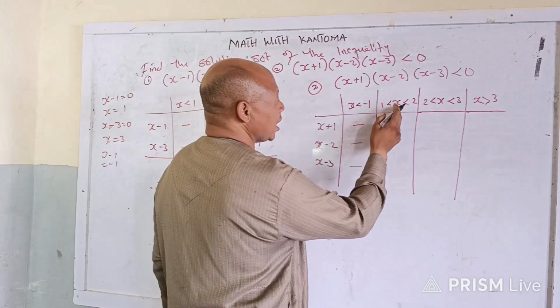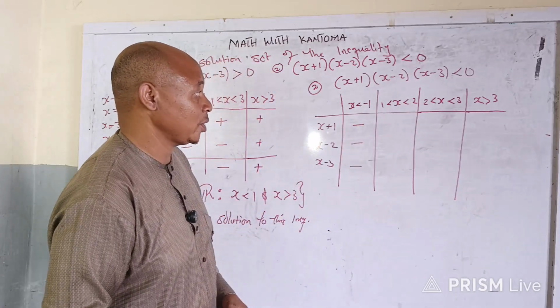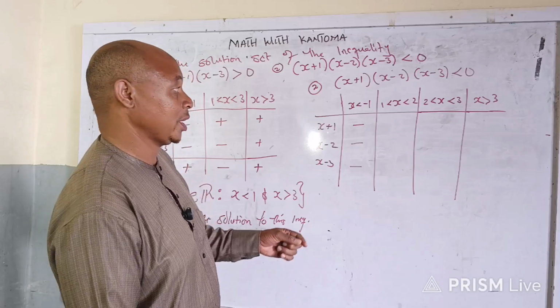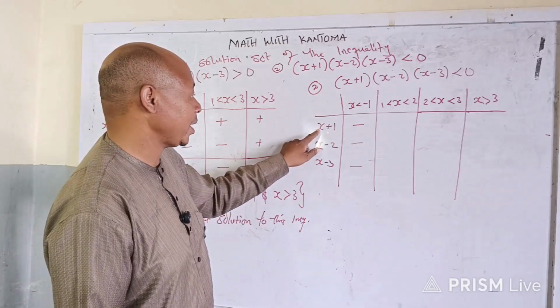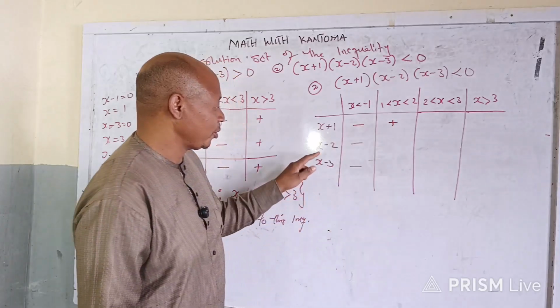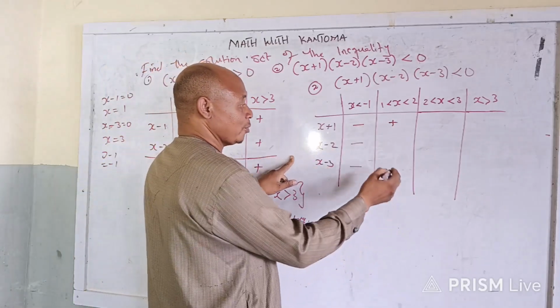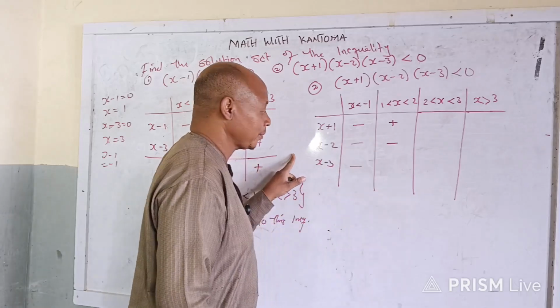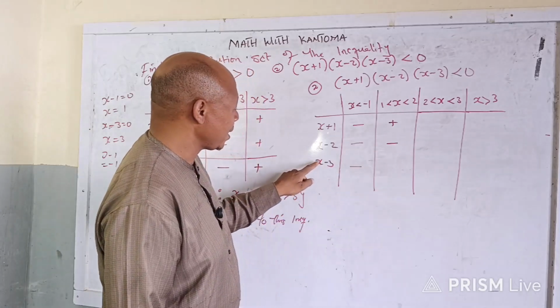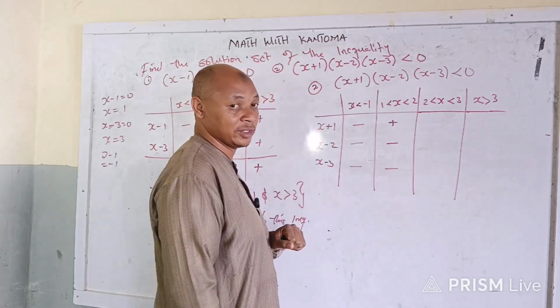So next, x lying between 1 and 2. What number do we have in between 1 and 2? Let's say 1.5. 1.5 is in between 1 and 2. So put x to be 1.5 here. 1.5 plus 1 is 2.5. So the value is positive here. Put x to be 1.5. 1.5 minus 2, you are going to have minus 0.5. So it is negative here. Put x to be 1.5 here. 1.5 minus 3, you are going to have minus 1.5, where your value is also negative here.